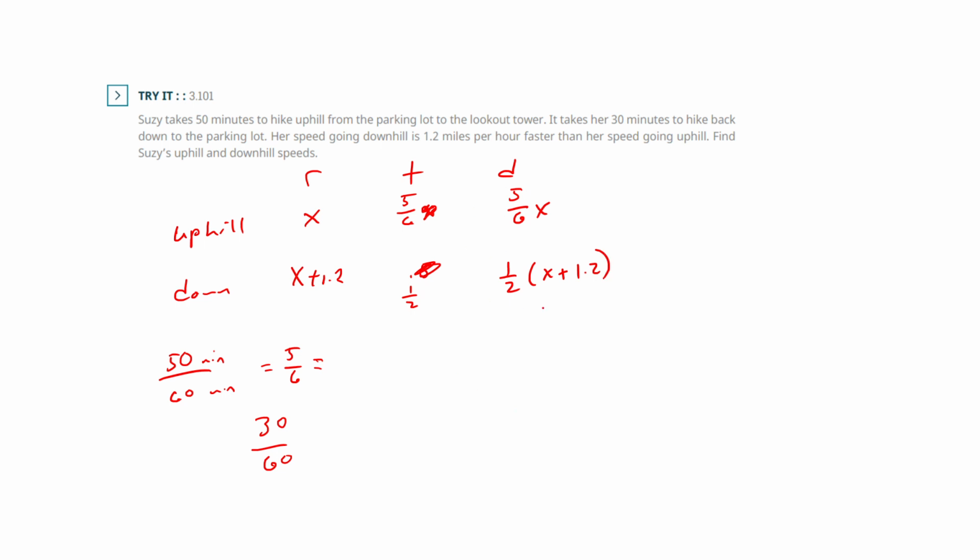Now she traveled the same distance, so we're looking at the distance column now, and we've got 5/6 x equals 1/2 x plus 1.2. Okay, now I'm going to multiply both sides by 6. Do you remember our trick? If I multiply by the fractions, I look at 6 and 2, and they could both turn into 6. Now if I multiply that 6 on both sides, that will get rid of all the fractions. So I'm going to do that to every group.